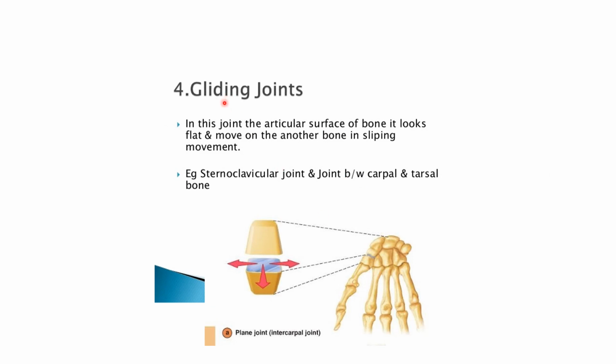Moving on to the gliding joint. In this joint, the articular surface of one bone looks flat and moves on another bone in a slippery movement. So the example is sternoclavicular joints or joints between the carpal and tarsal bones. As we can see over here, this is an example of intercarpal phalangeal joints.